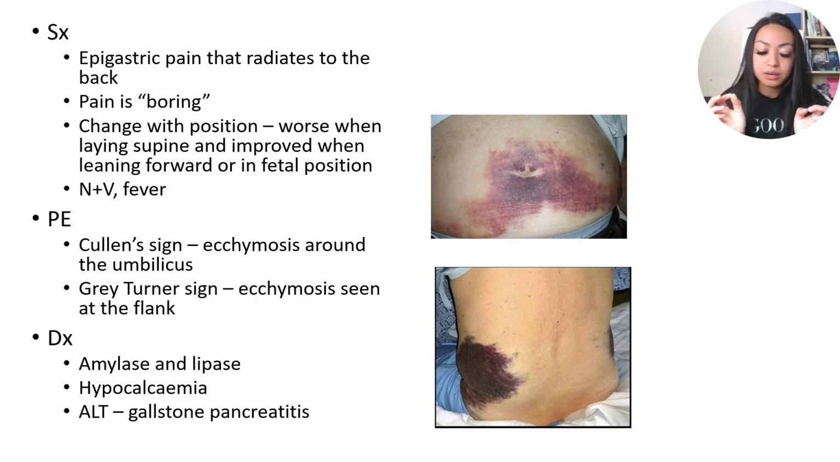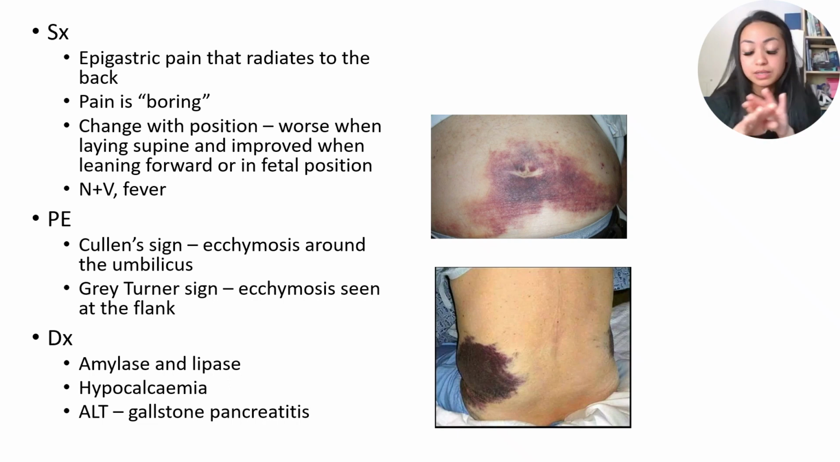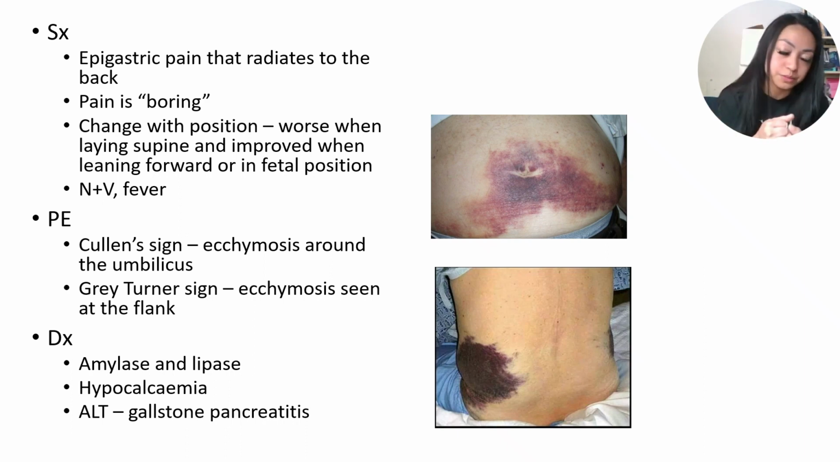So this boring pain is worse when the patient is lying supine, and it's improved when the patient is laying forwards or in like a fetal position. So again, it's worse when laying completely supine, and it's alleviated when the patient is sitting up, leaning forwards or in a fetal position, okay? Worse when laying supine, better when they lay in a fetal position or leaning forwards, okay?